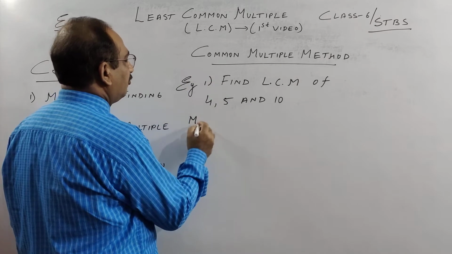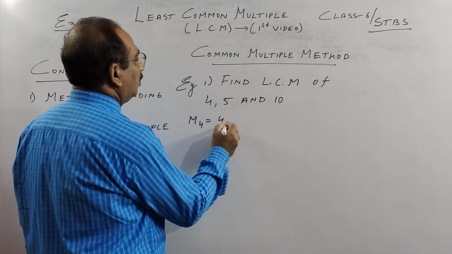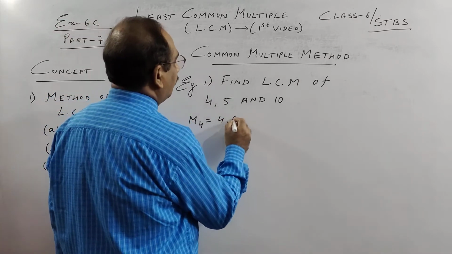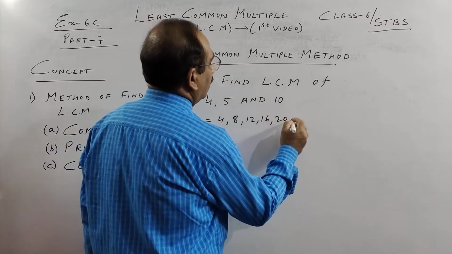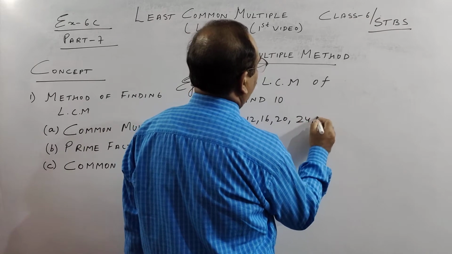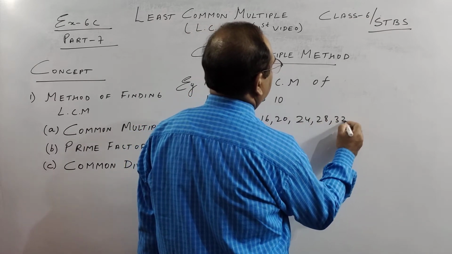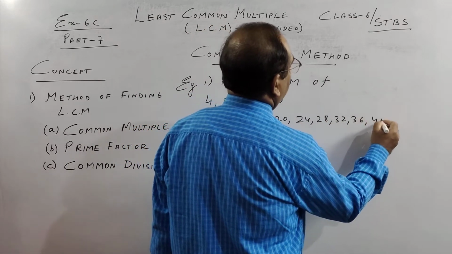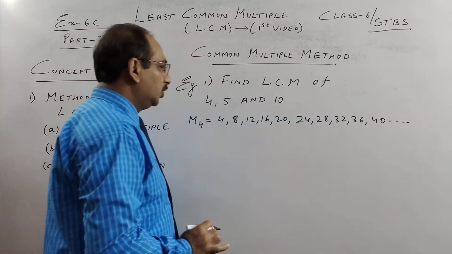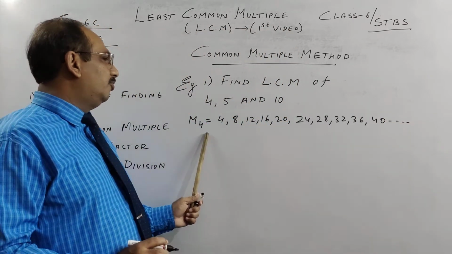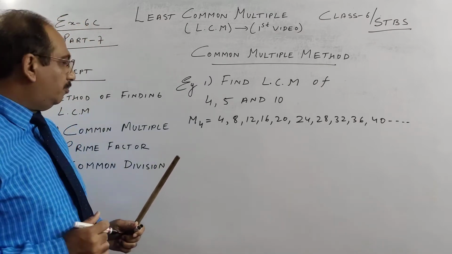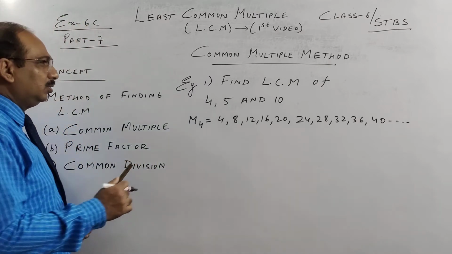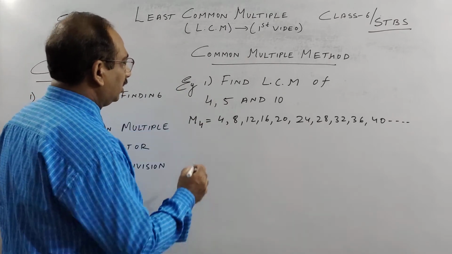See, multiple of 4. This is how I write. I told you it is the table. 4, 8, 12, 16, 20, 24, 28, 32, 36, 40, like that, up to 4 tens are 40. So this is a multiple. You can see my part 3 of the video. So least common multiple we will see.